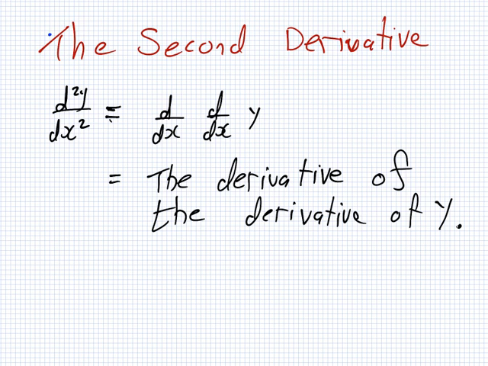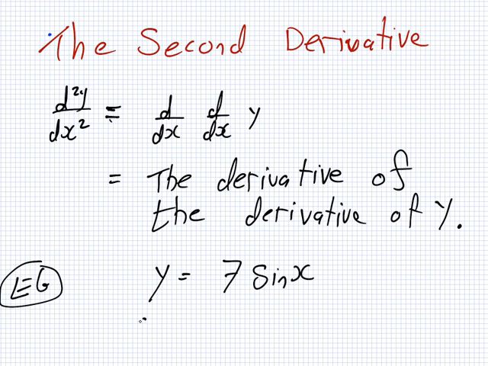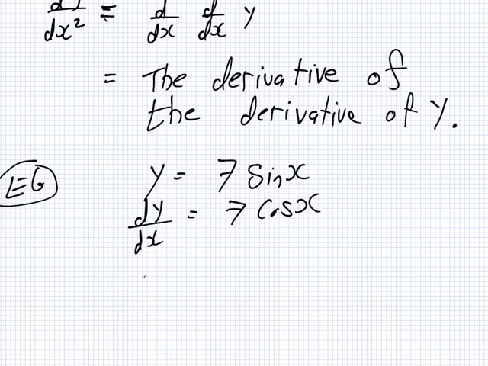Let's have a look at an example just to get us started. So here's a simple example to start with. y equals 7 sine x. So the first derivative will be 7 cos x, and then the second derivative will be minus 7 sine x.